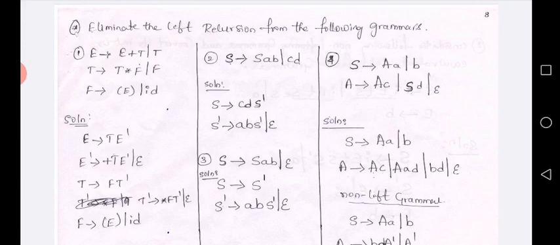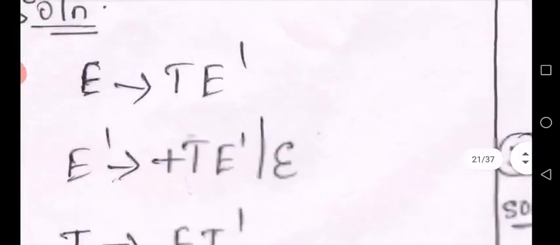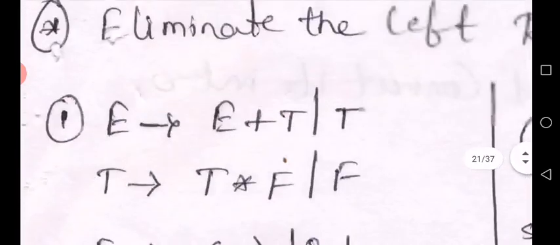Then see here, initially you have T followed by E dash. What is E dash? Plus T E dash, exactly. So what will be the output if I substitute E dash as epsilon? T plus T you are going to get. What you can generate from this is the same, right? Okay, like that.